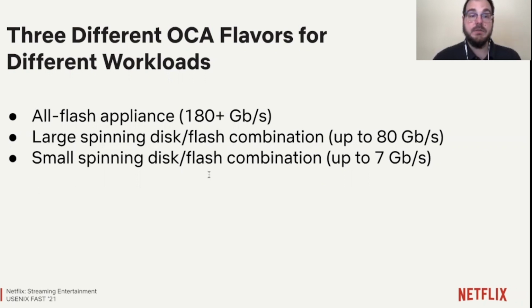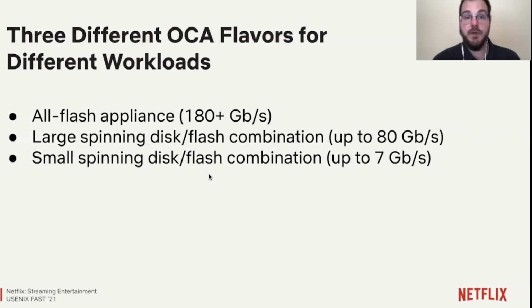Appliances with spinning disks hold a larger amount of files, but they serve them slightly less efficiently. The spinning disk appliances also have some flash storage within them, and we try to balance the files appropriately between the spinning drives and the flash drives to get the performance that we hope to get out of the system. We also have two options of OCAs that have spinning disks in them.